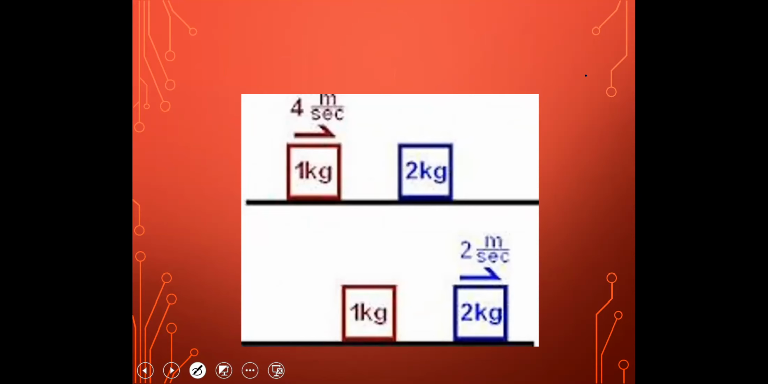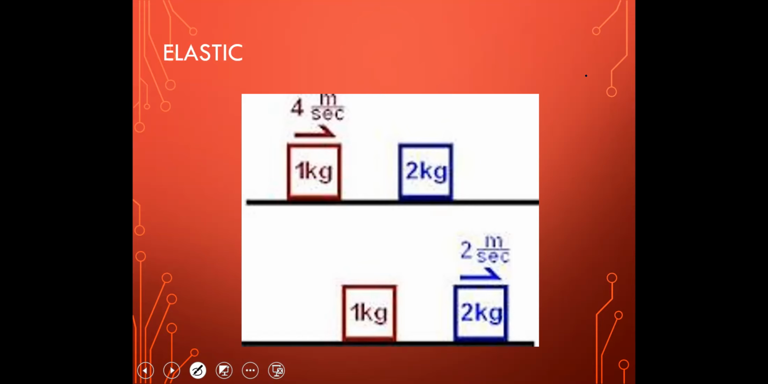Now here, the first box is moving, and the second one is at rest. After collision, the first box stopped, and it pushed the second one. Which type of collision is it? Elastic? Inelastic, because they move in the same direction? No, it's supposed to be elastic.